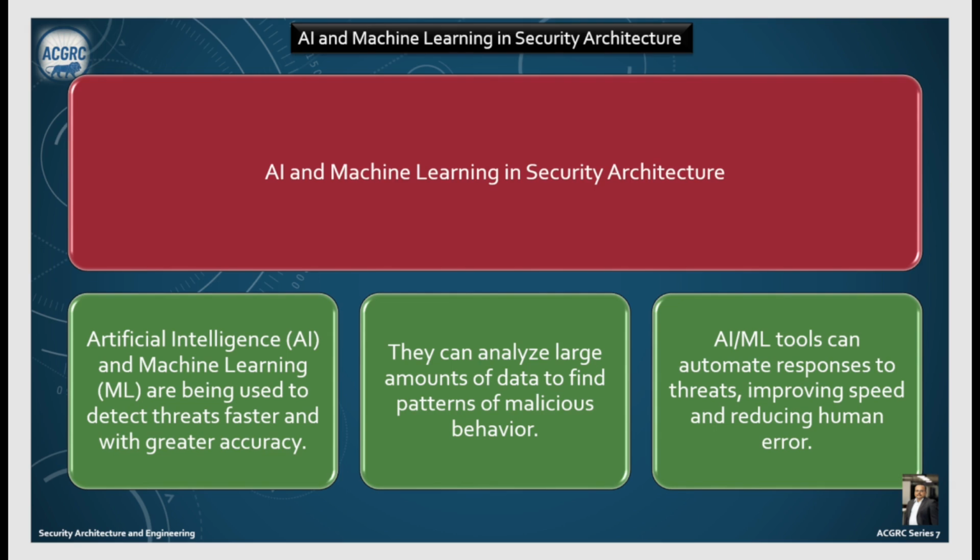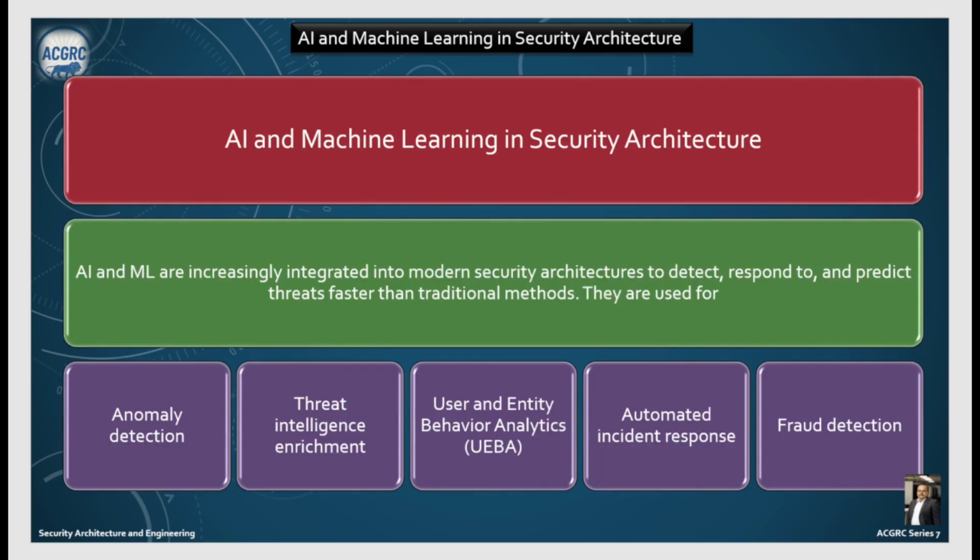Artificial intelligence and machine learning are being used to detect threats faster and with greater accuracy. They can analyze large amounts of data to find patterns of malicious behavior. AI ML tools can automate responses to threats, improving speed and reducing human errors.